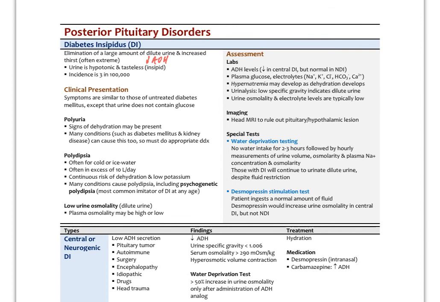The symptoms are similar to untreated diabetes, except again, the urine doesn't contain glucose. It doesn't taste sweet. Not that we're tasting the urine anymore. But the polyuria is the big one, and we're probably going to see signs of dehydration with that. But we need to make sure we rule out diabetes and kidney disease in those cases. And then polydipsia, increased thirst, often for cold or ice water, and often in excess of 10 liters per day. So people are just constantly pounding the water.